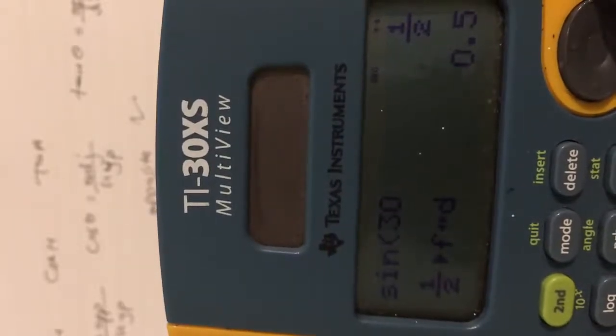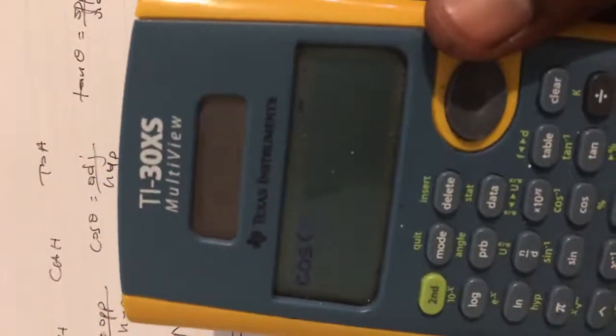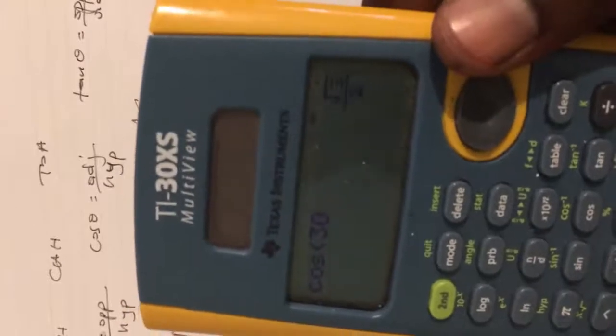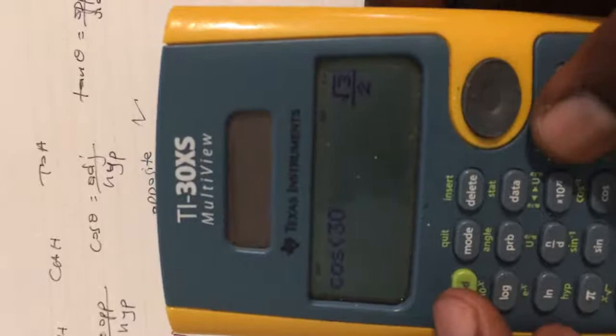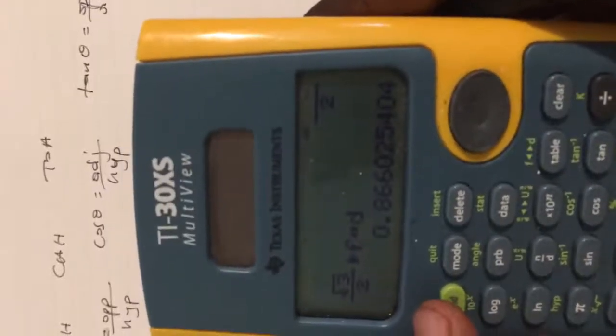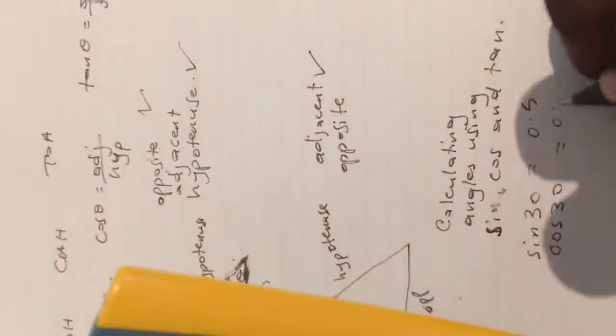Cos 30. Alright. So let me do cos 30 to show you. So cos 30, same procedure. We press the cos button. Press 30. Equal. And it's going to be root 3 over 2. Let me convert that to a decimal to see exactly what it is. So that's 0.866. So cos 30 is 0.866. And similarly, yeah, so that's good, Devisha.